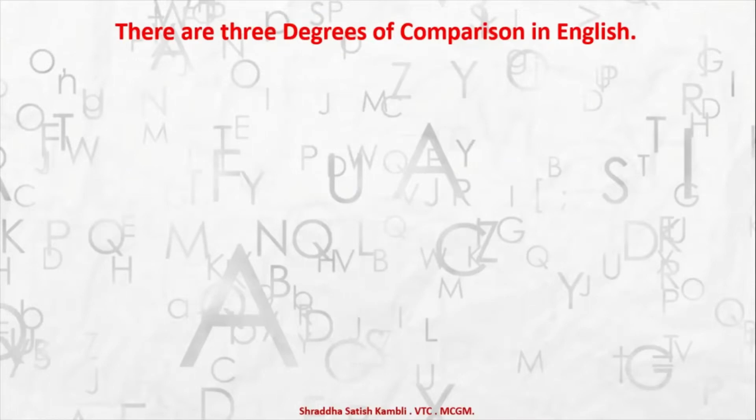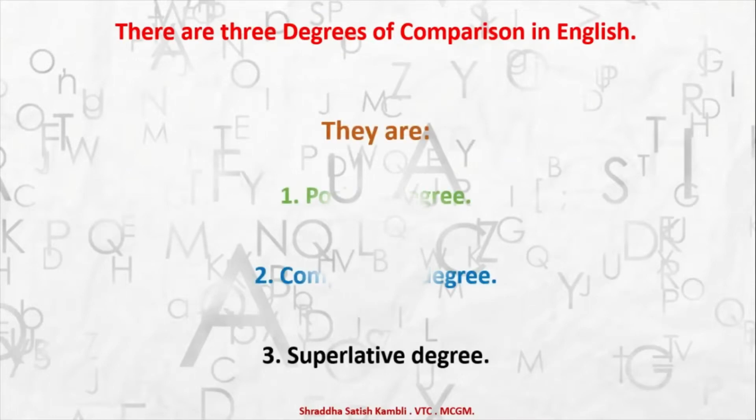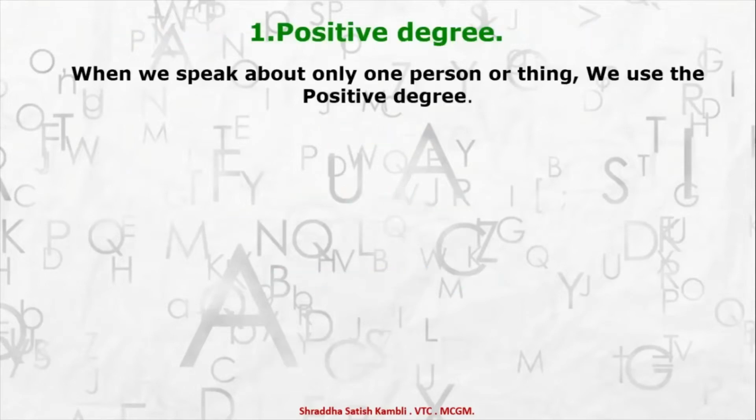Let us take a look at which are the 3 degrees of comparison in English now. So we have the positive degree, the comparative degree, and the superlative degree. Let us take a quick look at what is the meaning of positive degree, what is the meaning of comparative degree, and what is the meaning of superlative degree as well when we are revising. So what is positive degree? When we speak about only one person or one thing, we make use of the positive degree.